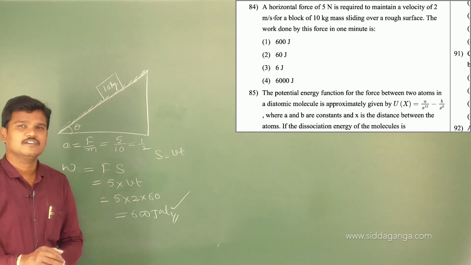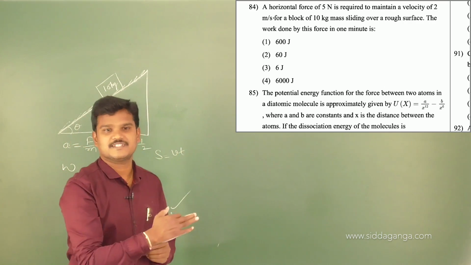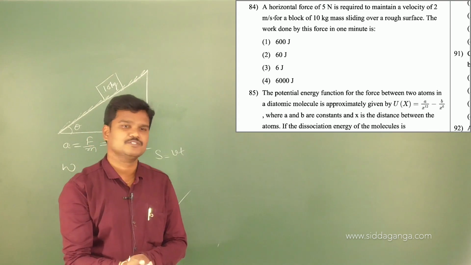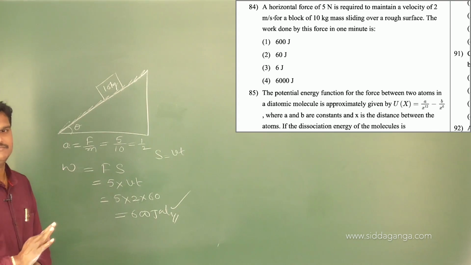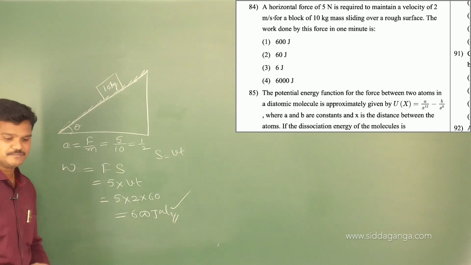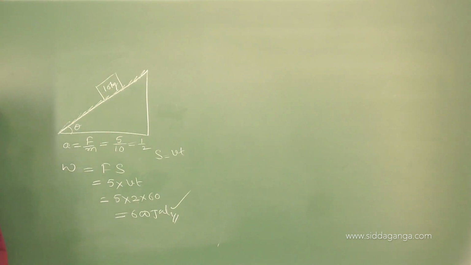If they had given theta, what would we have to use? The actual formula is mg sin theta into distance. Okay, theta is not mentioned, so no problem. Actually they have to give the theta value. Okay, no problem. Let us go for the next question. See the next question.